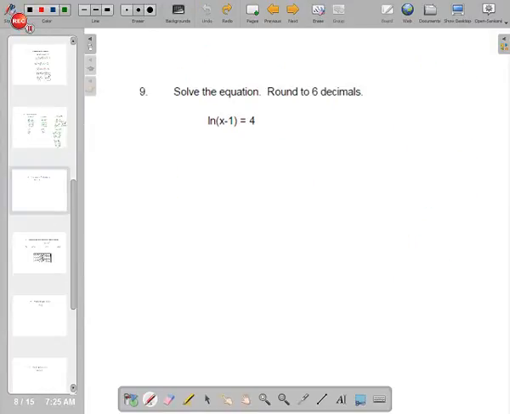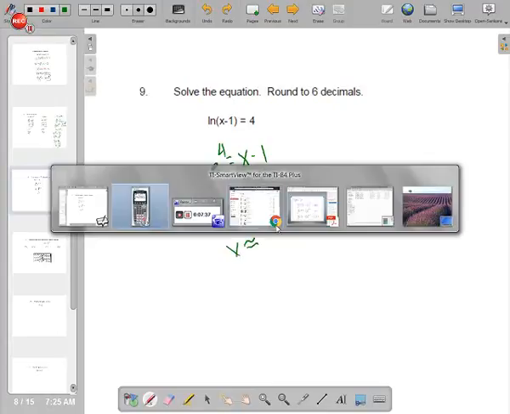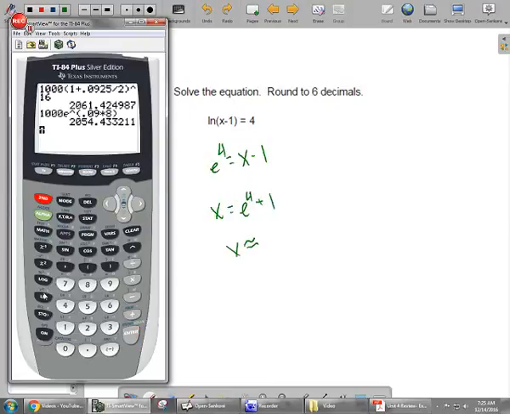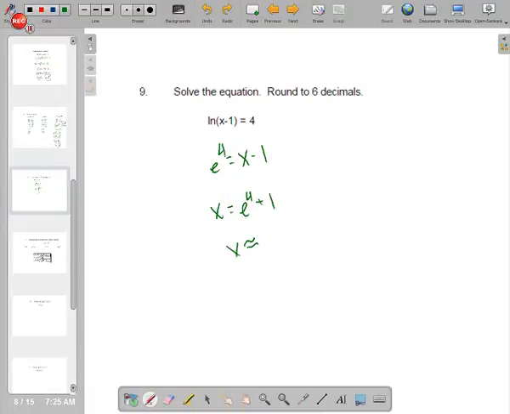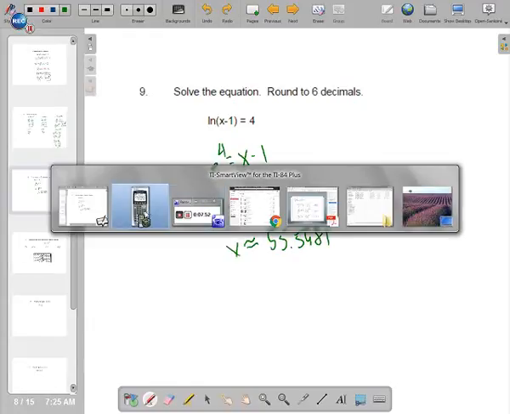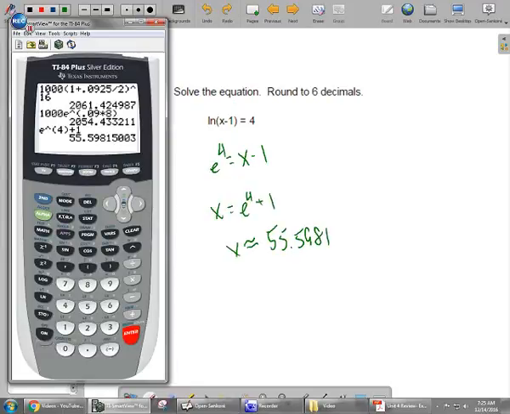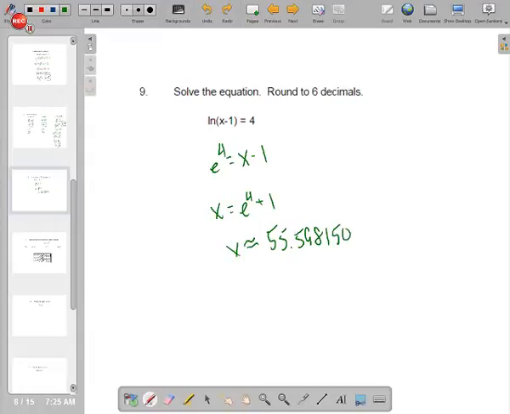Solve the equation. Natural log is base e, so this is e to the fourth equals x minus 1. Then if I solve for x, it's e to the fourth plus 1, and you just have to get that as a decimal. e to the fourth plus 1 to 6 decimal places is 55.598150. So we got it. It's just a matter of getting the decimal.